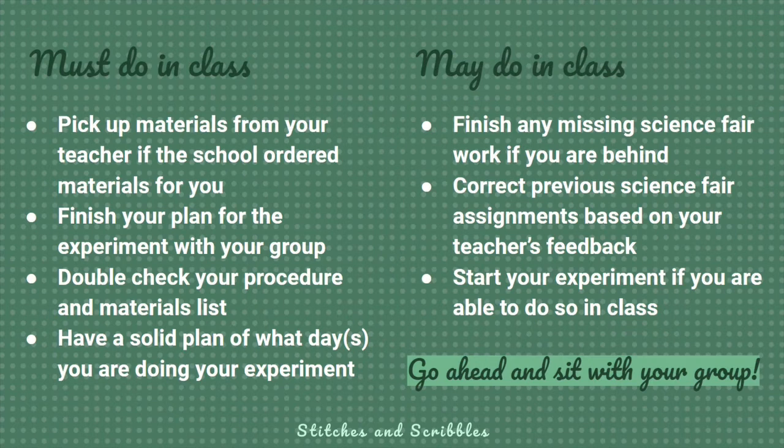Things like that. The third thing that you must do in class is double check your procedure and your materials list. You really want to make sure that your procedure and materials list are correct for what you are planning on doing. This is especially true if you are working with a group and you are splitting up parts of the experiment. You really need to make sure that all of your group members are on the same page for what you need and how you are conducting the experiment.